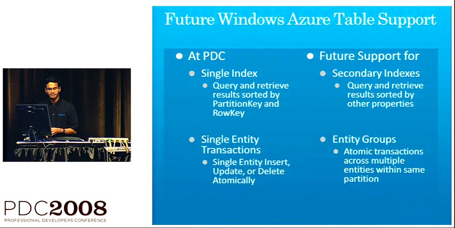About transactions, we currently support single entity transactions on the table server. So if you update, delete, or insert a single entity, that is atomic. But as we showed with the messages example, there are cases where you want to do multiple operations at the same time. So in the future, we will support this notion of entity groups. So we will support atomic transactions across multiple entities, but they have to be within the same partition. And again, this is trying to drive home the point that partitioning is one of the key features that enables scalability of table storage.